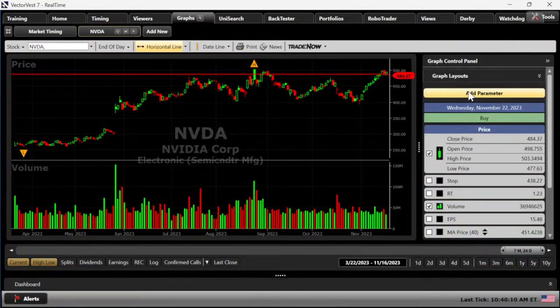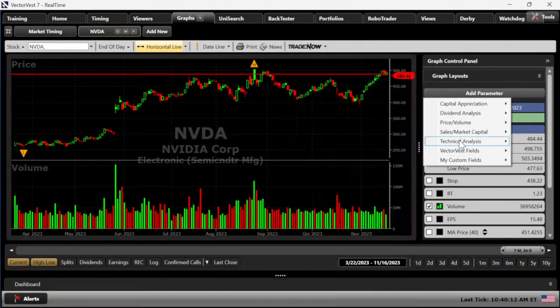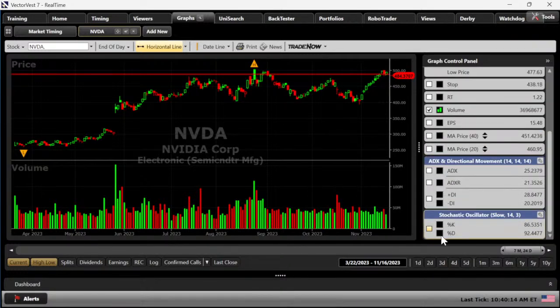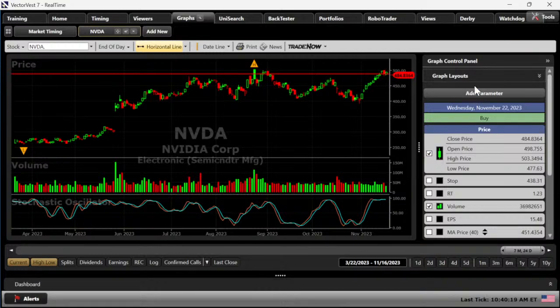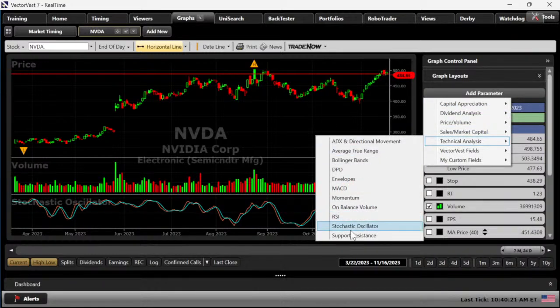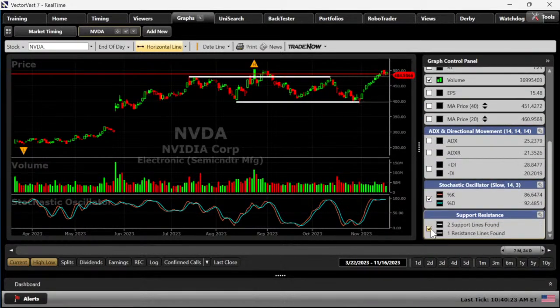Do I have support and resistance? Let me put on support and resistance. First off, stochastics well above 80, indicating an overbought situation currently. If I put on support and resistance, we are right in this resistance zone, 478.49. So the answer is no. The answer is no.